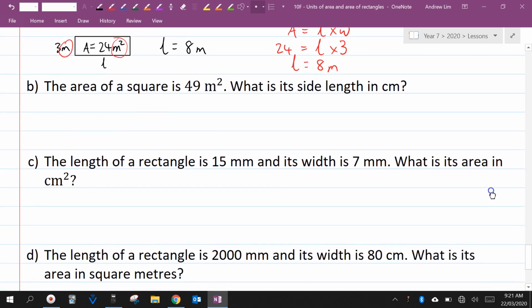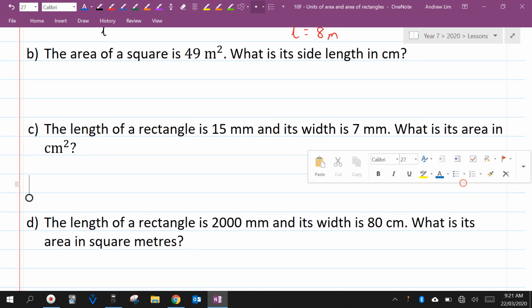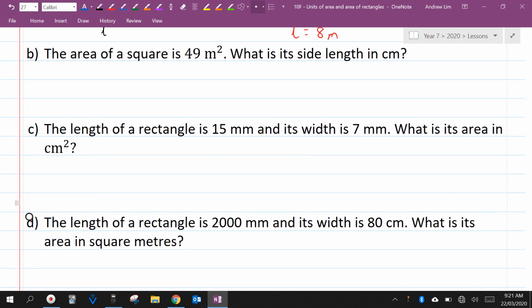Okay. Have a go with question B, C, and D. I'll get you to pause the video, and when you're ready to go through the answers, you can continue playing the video.